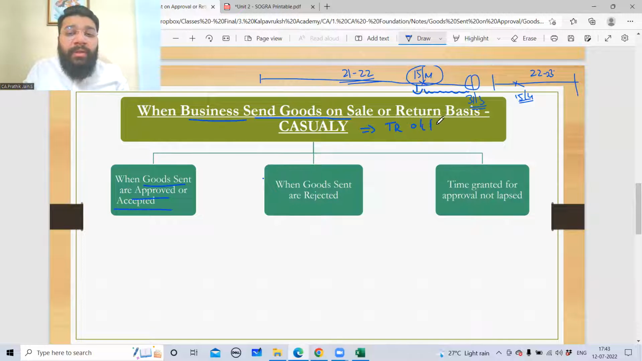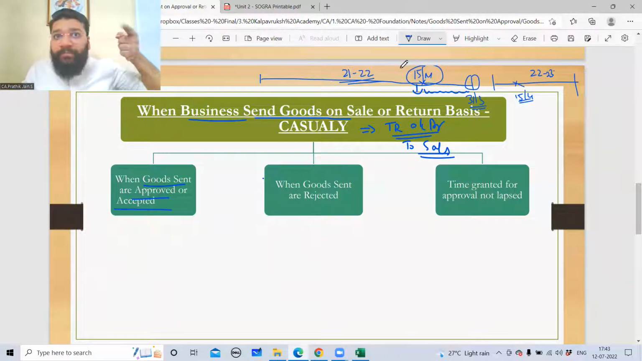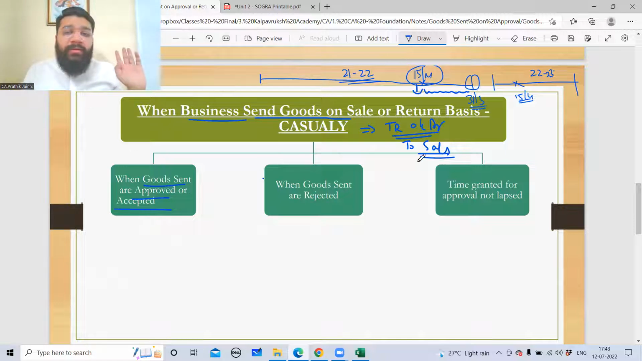Trade receivable account debit to sales. You will treat this particular transaction as a normal sale. So the moment the goods are sent, the sale has been recorded. Trade receivable, that is debtor account, debit to sales.